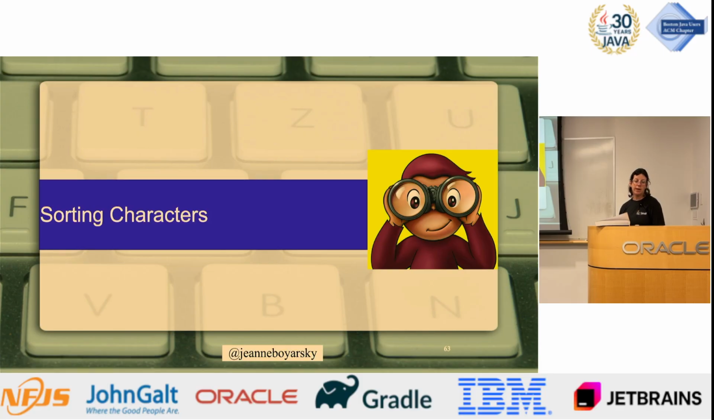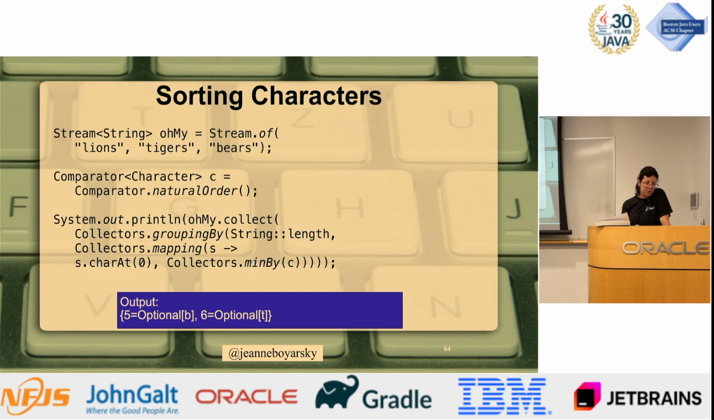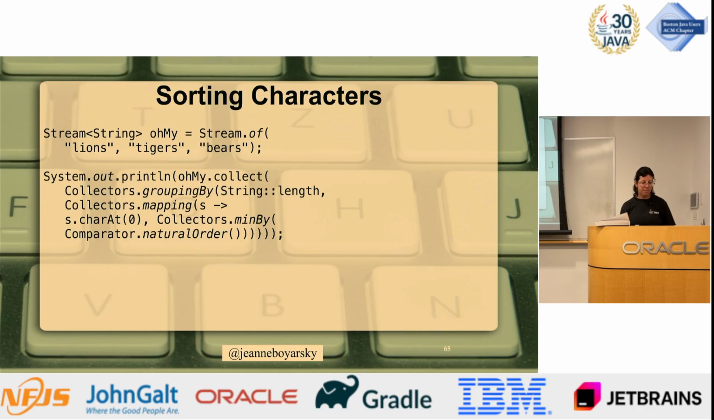Next up, we have sorting characters. So I've got lions and tigers and bears. It's a stream of strings. I've got a comparator. And then I'm trying to group my results by the length of the string and put the first character and the minimum value. And this does what I want. It tells me that for 5, I have bears, and for 6, I have lions, and tigers is the same length as one of the others. I don't want to count which one, but everything is fine.